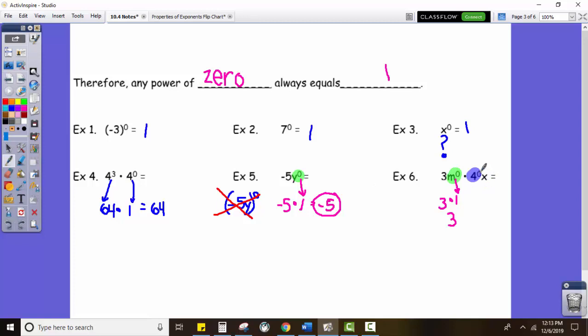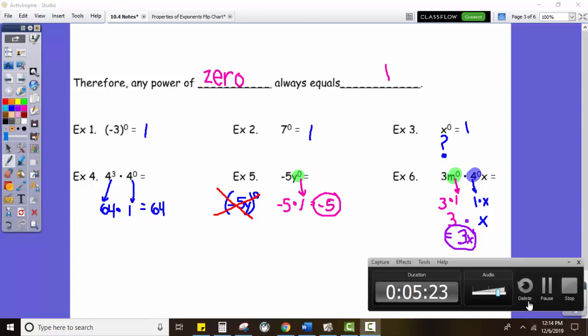Then I'm going to look at the next factor, 4 to the 0 power. That's 1. I'm going to bring down multiplying by x. 1 times x I know is just x. And then notice it says I need to multiply these two factors together. So 3 times x is 3x. And so that simplifies to be 3x. The m totally was eliminated because it was to the 0 power, so it just equaled 1.